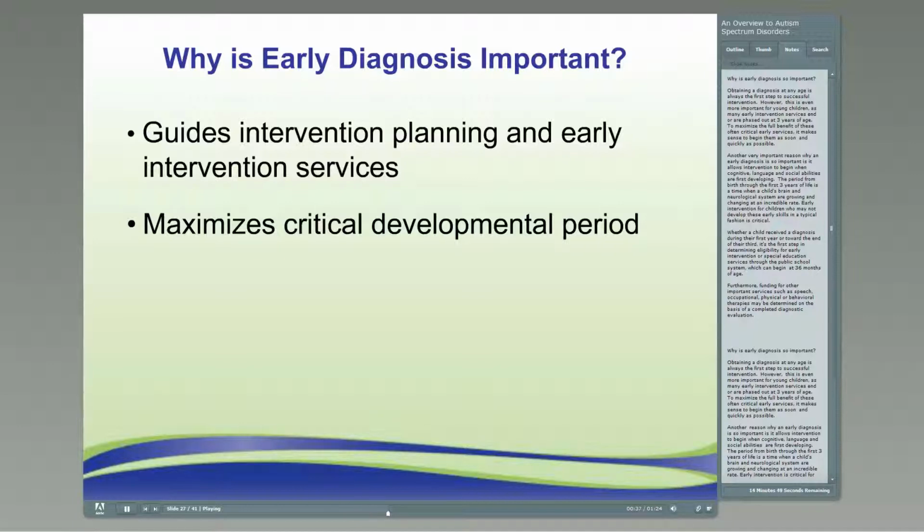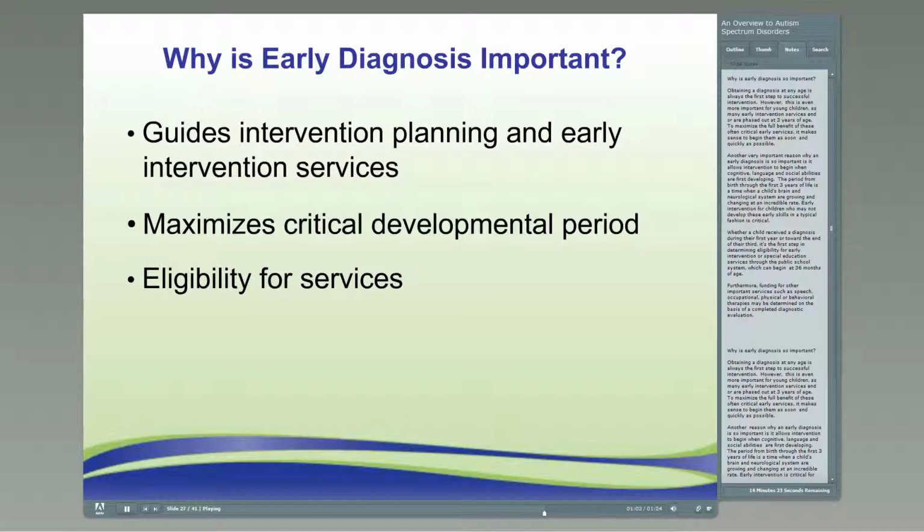Another reason why an early diagnosis is so important is it allows intervention to begin when cognitive, language, and social abilities are first developing. The period from birth through the first 3 years of life is a time when a child's brain and neurological system are growing and changing at an incredible rate. Early intervention is critical for children whose development in these areas might not be typical.